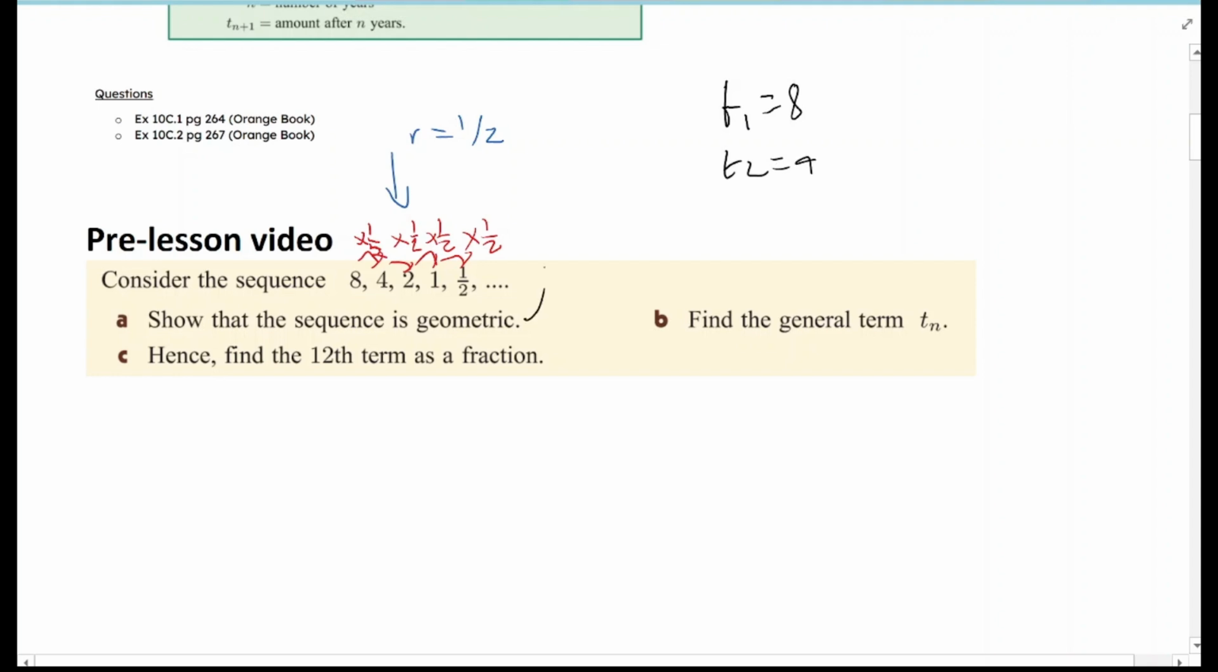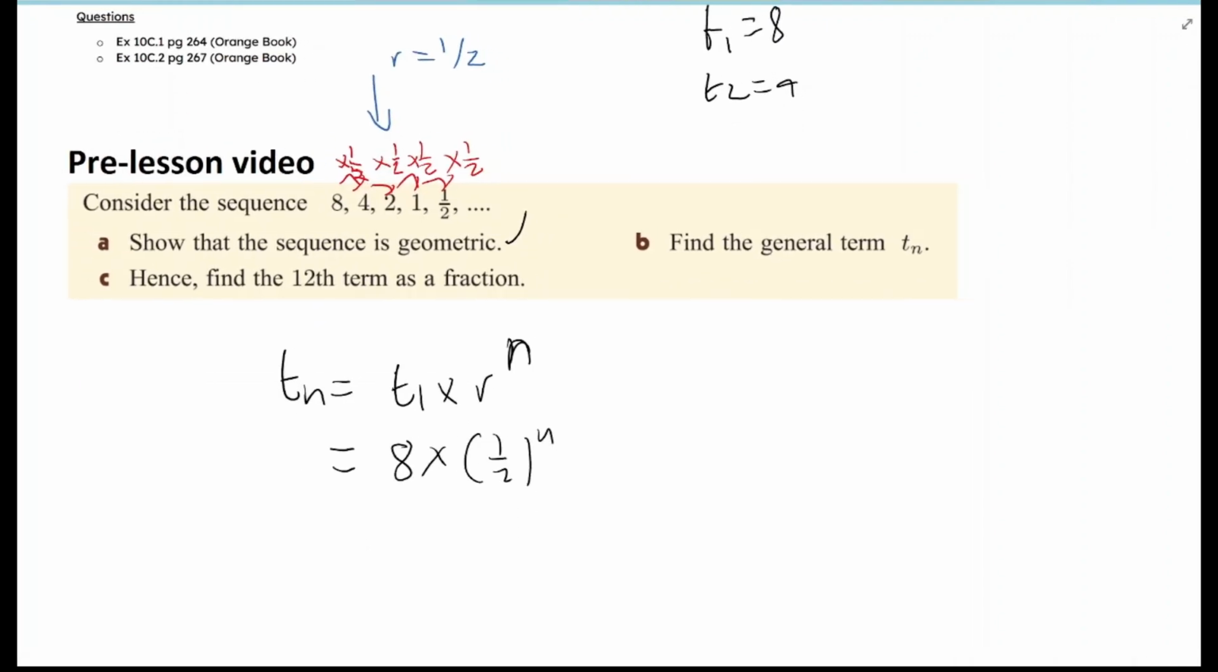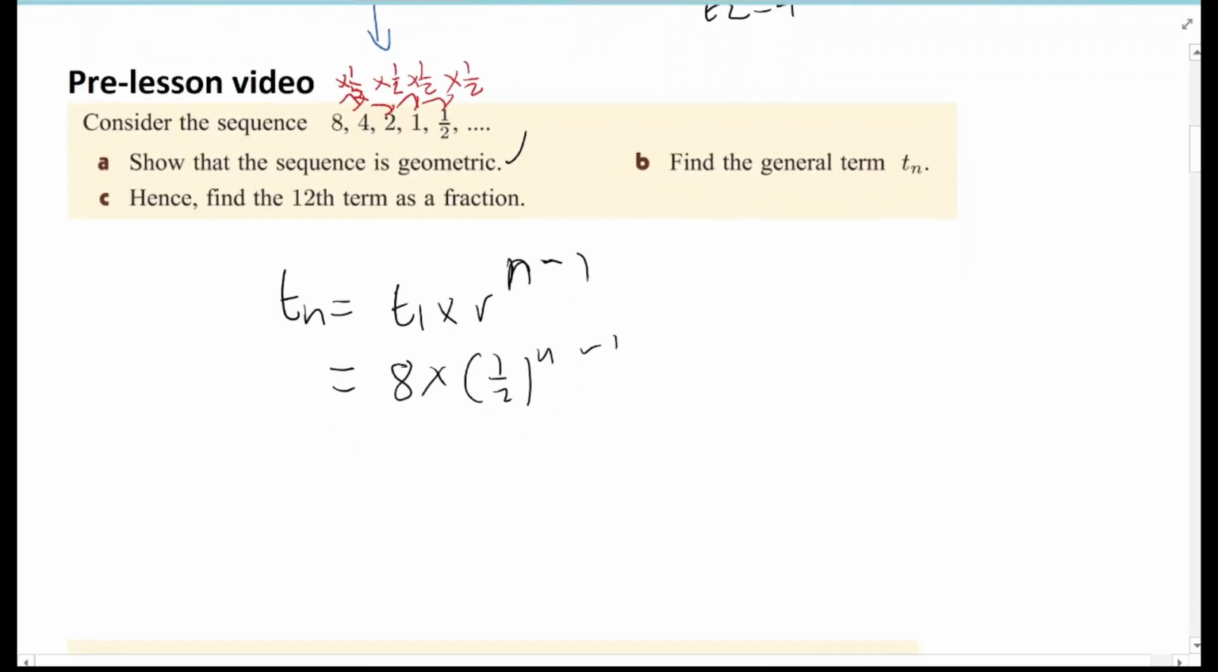So to show this sequence is geometric, we found the common ratio of a half, then we're going to find the general term Tn. There's a formula for Tn, and essentially it looks like T1 times r to the power of n. So this is going to look like 8 times a half to the power of n. Now I wish I could say that, except they have some weird labeling where they have 1 as the first thing. I prefer 0 as the first thing, but the textbook does 1. So you have to adjust the formula to look like this instead, and take 1.